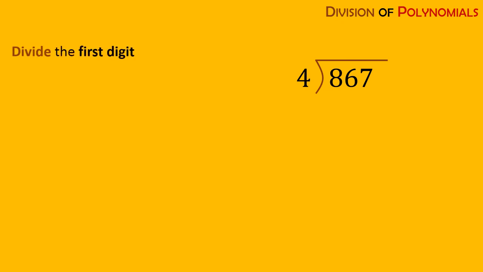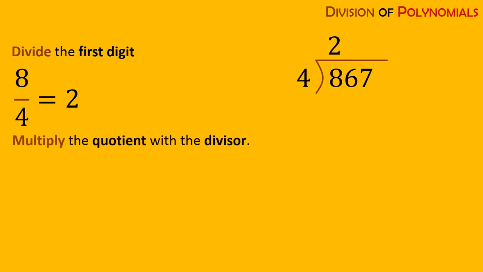The first step we do is divide the first term. So we normally start by dividing the first term, which is the first digit, which is 8. So 8 divided by 4 simply equals 2. Then you write this quotient up here. Then you multiply the quotient with the divisor. So you multiply 2 with 4. 2 times 4 simply equals 8. So you write 8 here to subtract it.